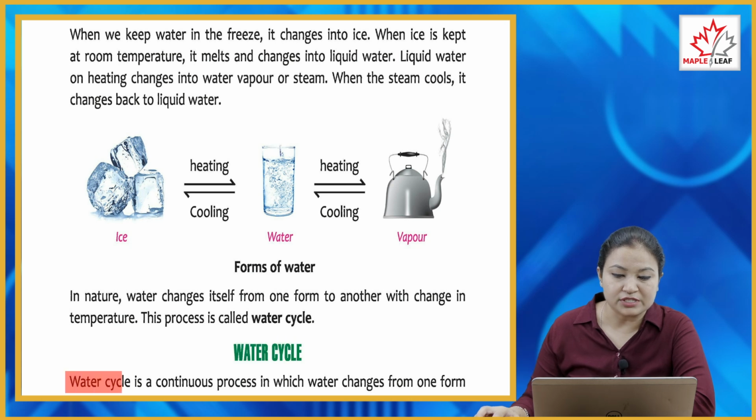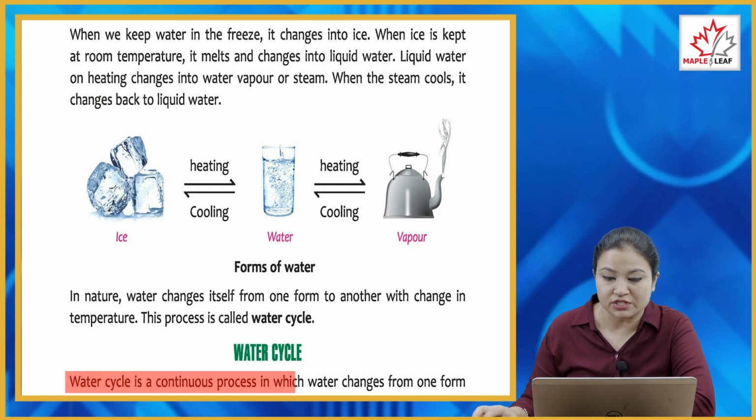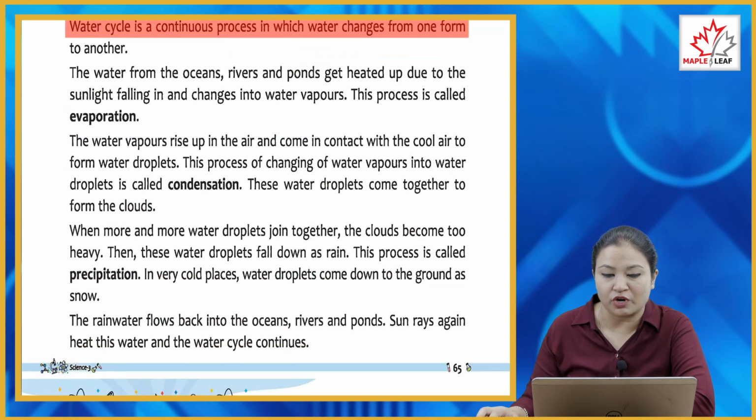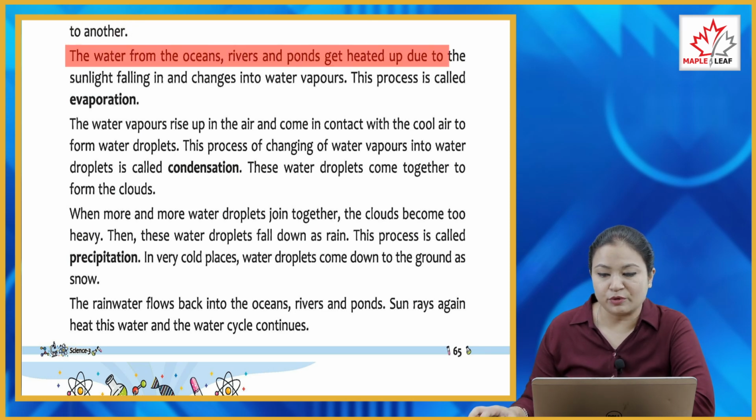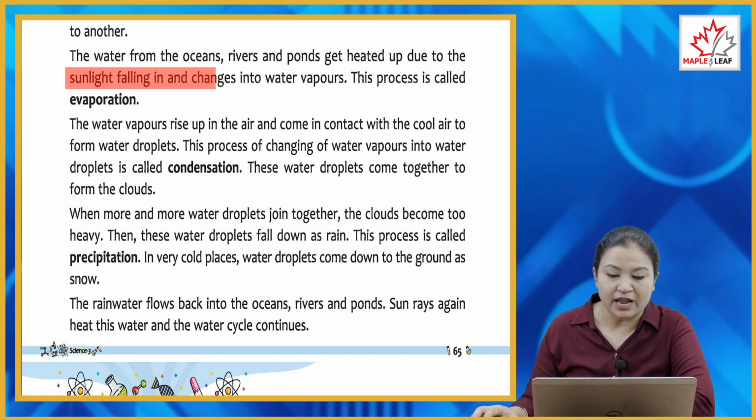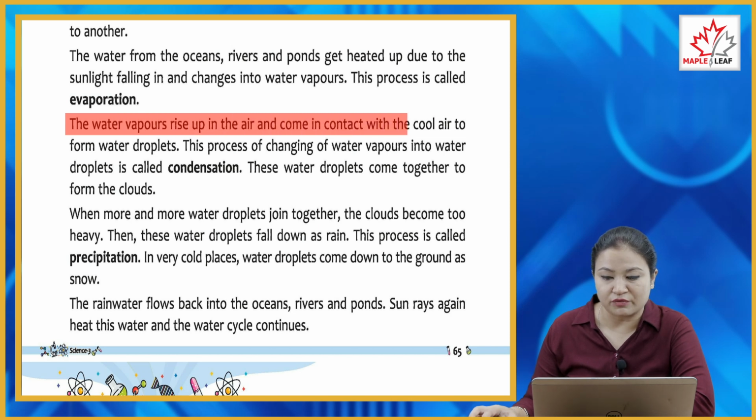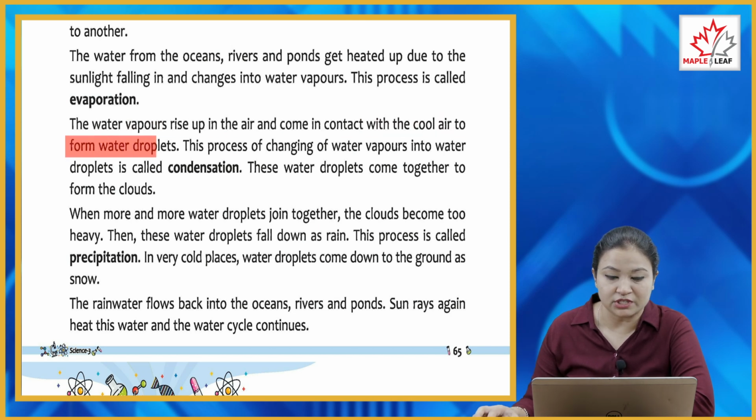Water cycle is a continuous process in which water changes from one form to another. The water from the ocean, rivers and ponds gets heated up due to the sunlight falling on it and changes into water vapors. This process is called evaporation. The water vapors rise up in the air and come in contact with the cool air to form water droplets. This process of changing of water vapors into water droplets is called condensation.